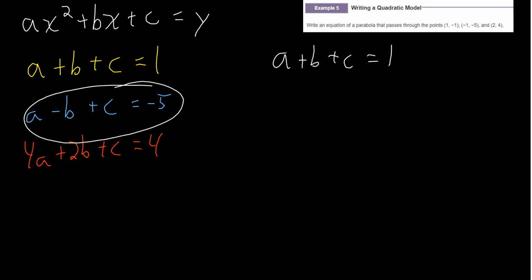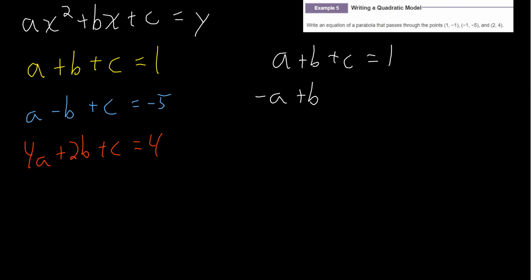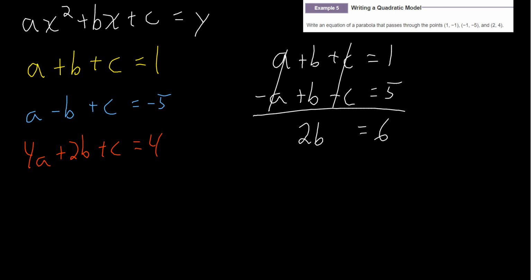By multiplying by negative 1, I'm going to have a negative a, and the b goes from a negative b to a positive b, and then minus c, and that's equal to a positive 5. By doing that, this cancels, and we end up with 2b is equal to 6, or in other words, b is equal to 3. And b is equal to 3 is a big deal because now we have the value of one of our variables.